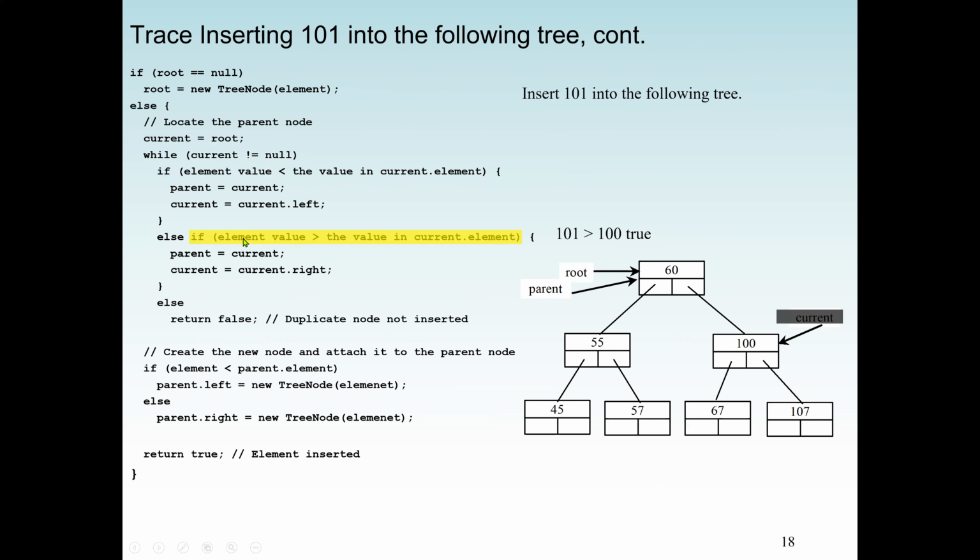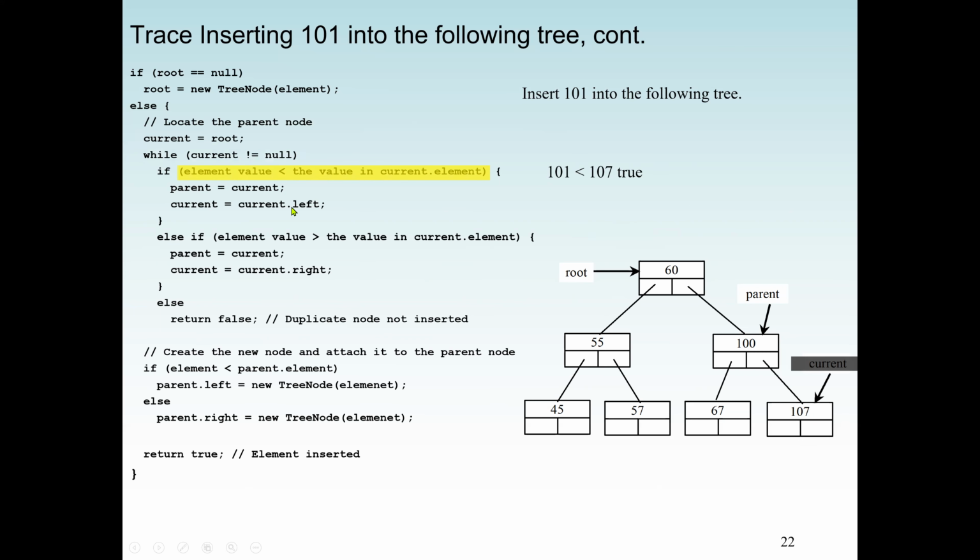We check the second condition. Is the element value greater than the value in current? Yeah, that's true. 101 is greater than 100. So then we are going to use 101 as our right child, and we stay on the right. Now we compare the same thing again for the new element. If 100 doesn't have a right child, we can place the 101 there. That's the condition we are checking, but this condition is false, so we have to go to the next.